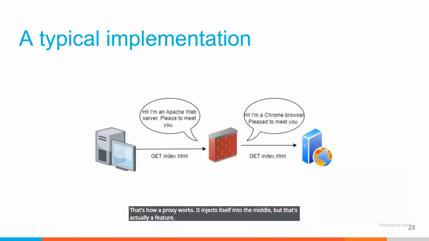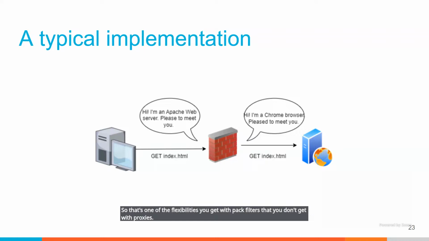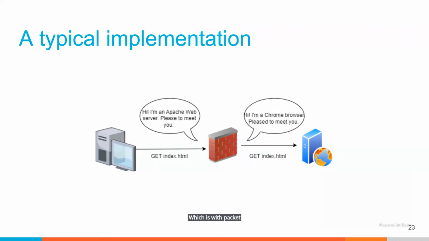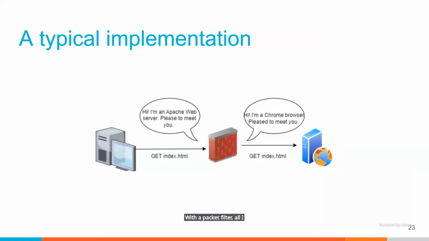Here's a little design to give you an idea. It should be obvious that for this to work properly, the proxy needs to be application aware. That's one of the flexibilities you get with packet filters that you don't get with proxies. With packet filters, if some new protocol shows up, let's say protocol 200 is some new fancy protocol that folks want to use, all I've got to do is open up that port.